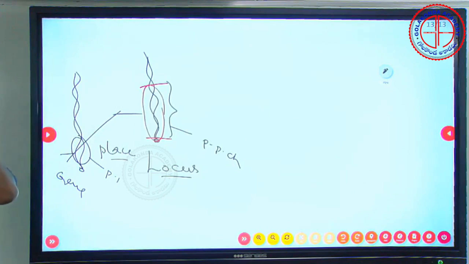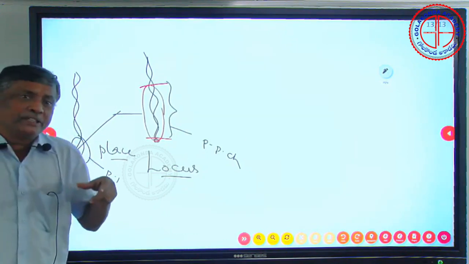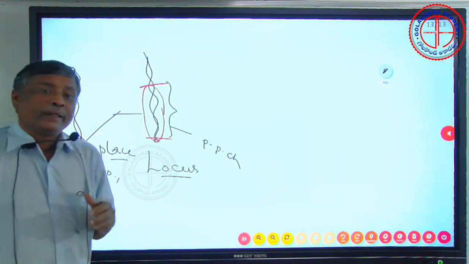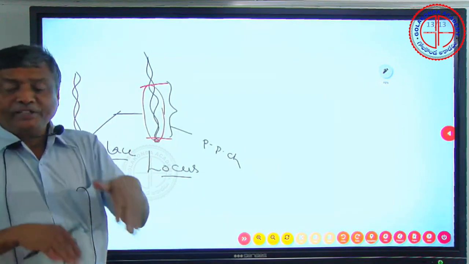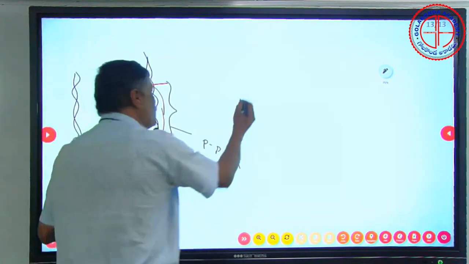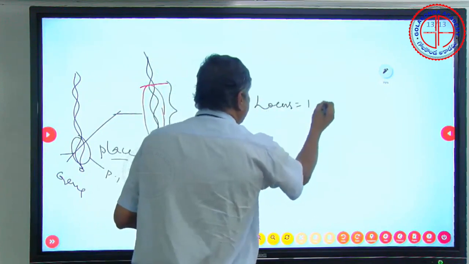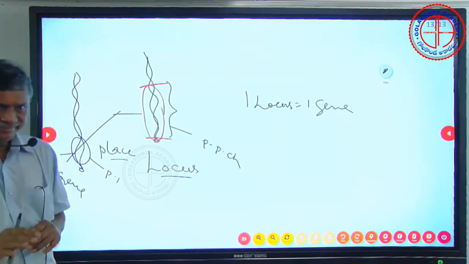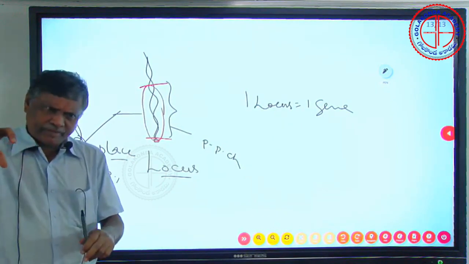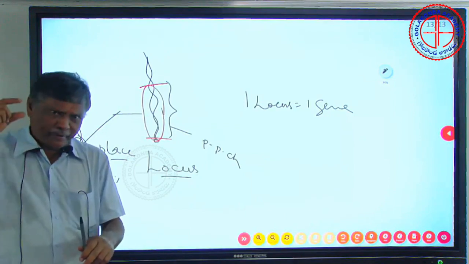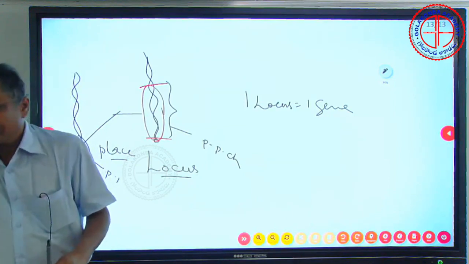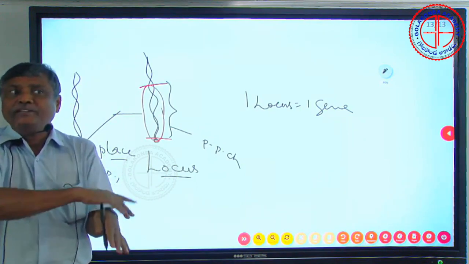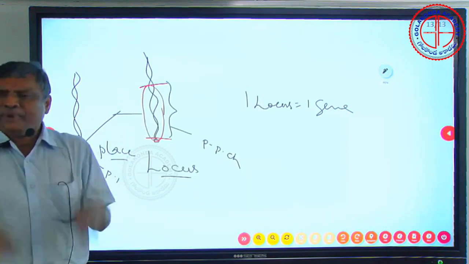Is it not clear? What does locus mean? A place where the gene is arranged on DNA. The place is known as locus. One locus is equal to one gene. A gene is a particular portion, and for arranging a gene on DNA, they require a small portion. The place of DNA where the gene is arranged is known as locus, and the locus is filled with a gene.